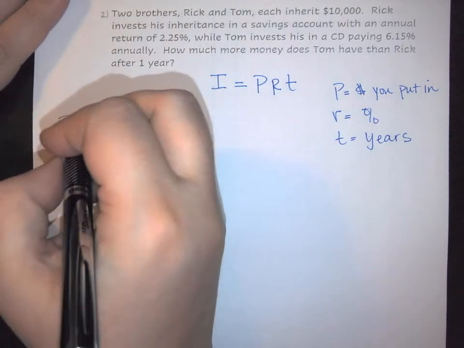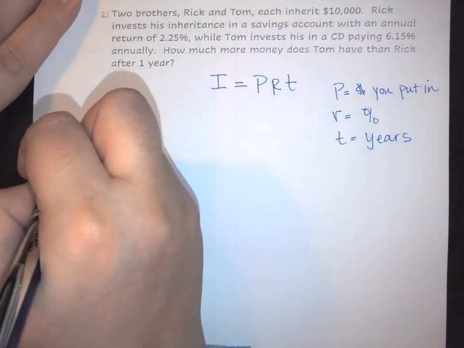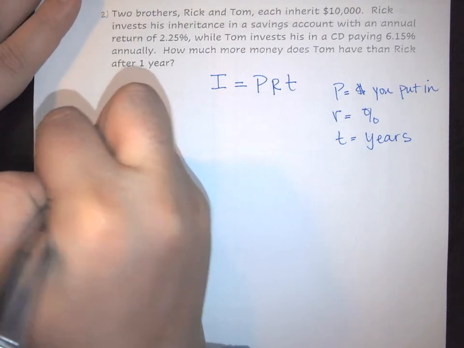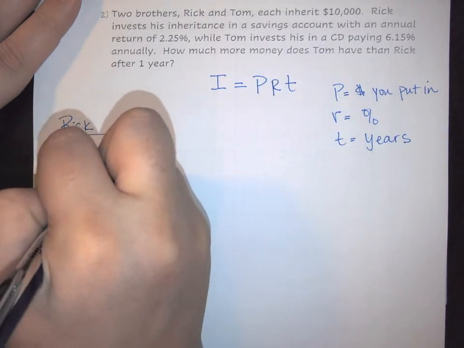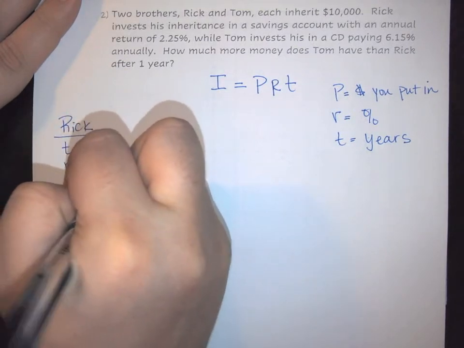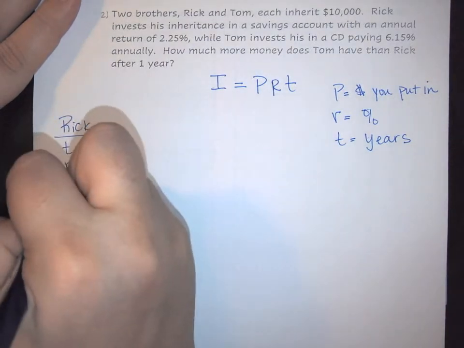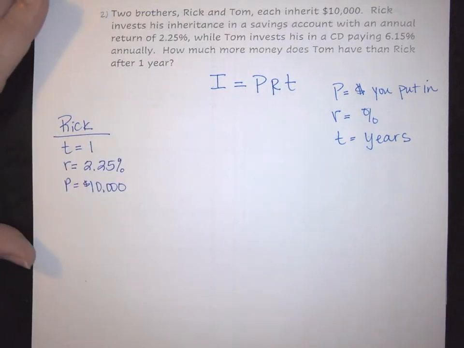Here we have that Rick is going to invest his inheritance into a savings account with an annual return. So T equals 1 year, your R is going to be 2.25%, and your P is going to be the $10,000 that he got.